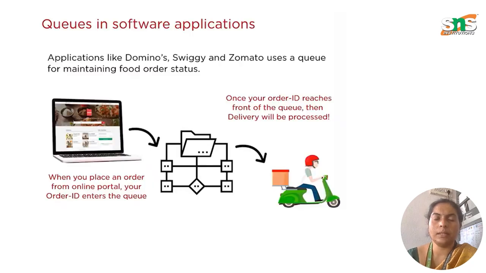So the popular software applications where queue is used are Domino's, Swiggy and Zomato, where when the order ID reaches the front of the queue, then the delivery will be processed. So this is one of the real-time examples of how a queue is used in the food delivery system.